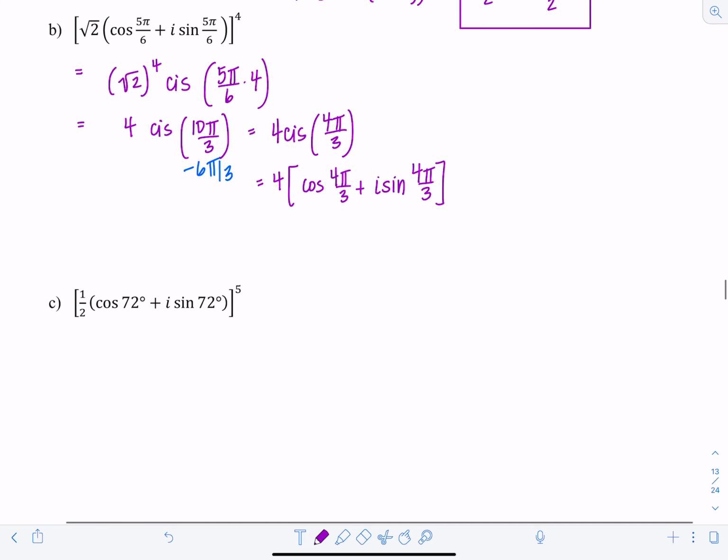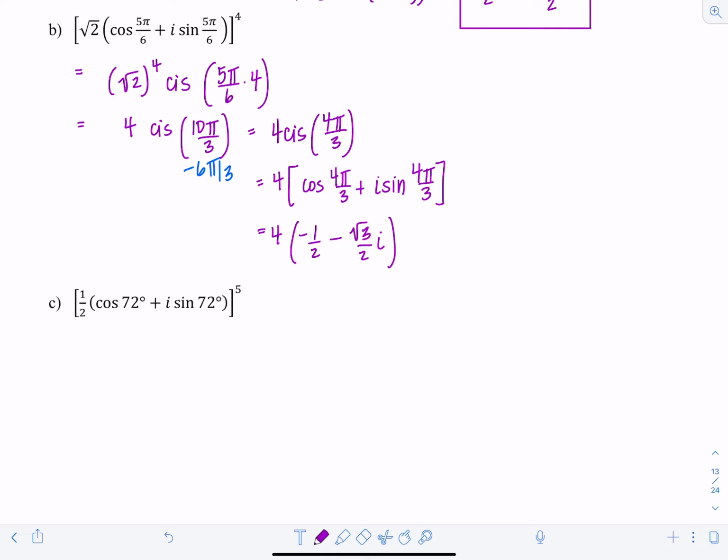And then let's see here. So we're going to have 4 times cosine of 4 pi over 3. That's negative 1/2. And then sine of 4 pi over 3, negative rad 3 over 2 times i. And then distribute the 4, so we'll have negative 2 minus 2 rad 3 i. Okay.